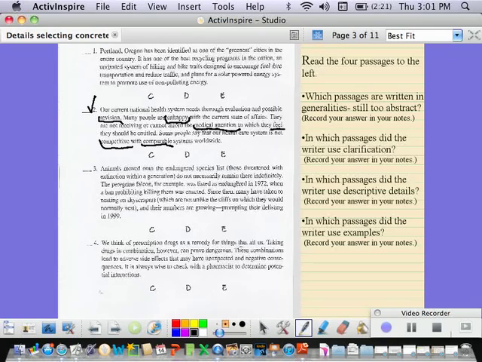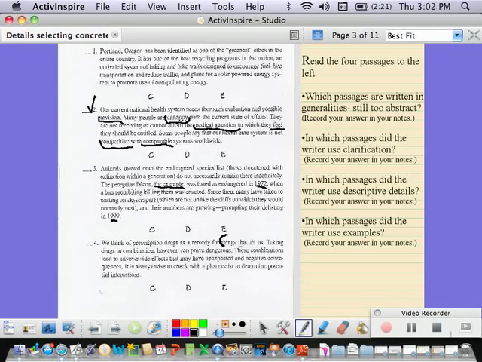Animals moved onto the endangered species list, those threatened with extinction within a generation, do not necessarily remain there indefinitely. The peregrine falcon, for example, look at that, the transition word tells me that right away, was listed as endangered in 1972, when a ban prohibiting killing them was enacted. Since then, many have taken to nesting on skyscrapers, which are not unlike the cliffs on which they would normally nest, and their numbers are growing, prompting their delisting in 1999. There's a statistic, as well as there's one here. This is pretty specific.